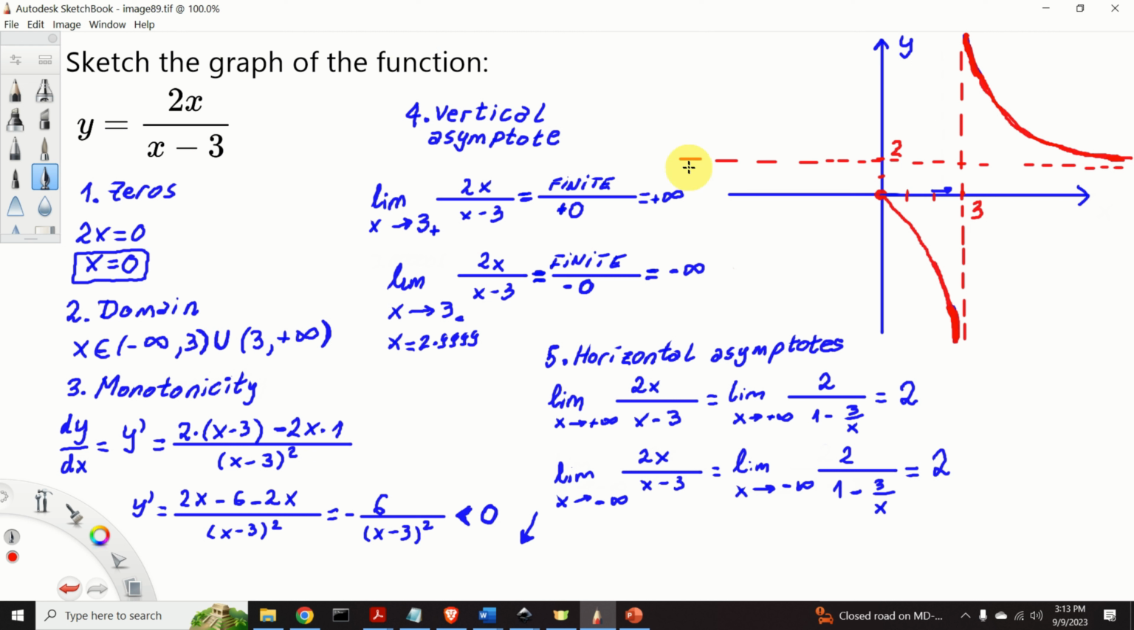Since the function is decreasing, we can actually conclude that we approach this asymptote like this. And this is our function. It will look like this. Perfect. The function always has to decrease.